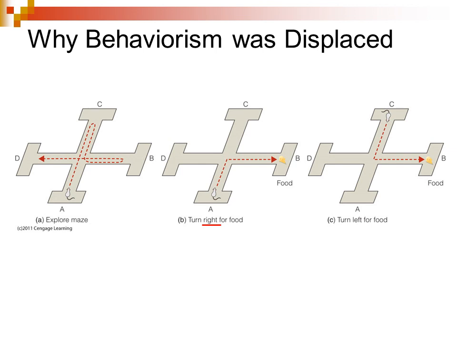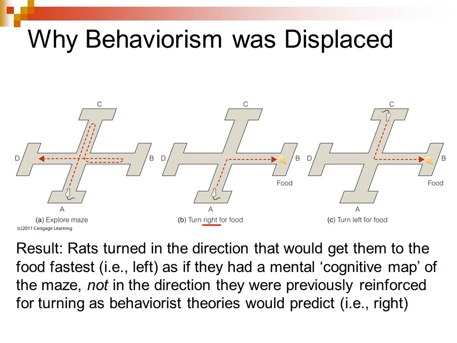So, to summarize, the first reason that cognitive psychology displaced behaviorism was a general dissatisfaction with the restrictions of behaviorism that prevented psychologists from referring to mental processes. For instance, the results of Tolman's studies was that rats turned in the direction that would get them to the food the fastest, as if they had formed a mental cognitive map of the maze, not in the direction they were previously reinforced for turning, as behaviorist theories would predict. And so this implies that behaviorist explanations that prevented psychologists from referring to mental processes to explain learning were too restrictive.